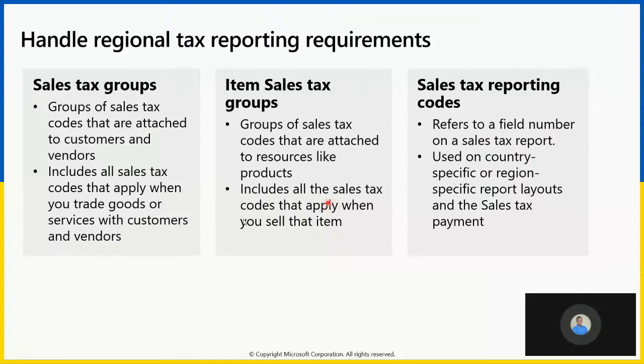So we have a module dedicated to that where we can go to configure our sales tax group, our sales tax code, and the rest of them. So the sales tax group is a group of sales tax codes that are attached to customers and vendors. And the sales tax group includes all sales tax codes that apply when you trade goods or services with customers and vendors.